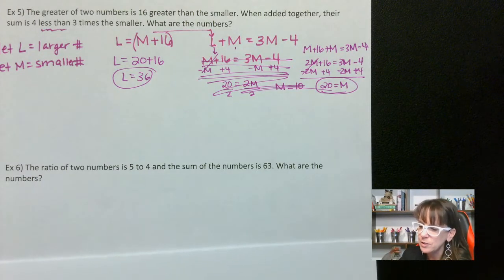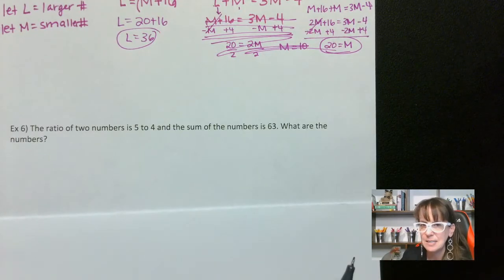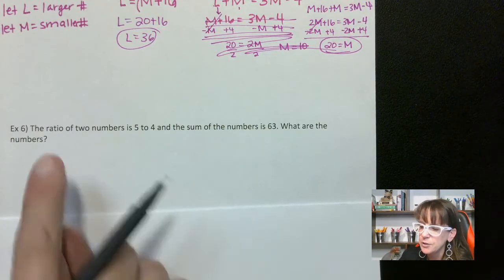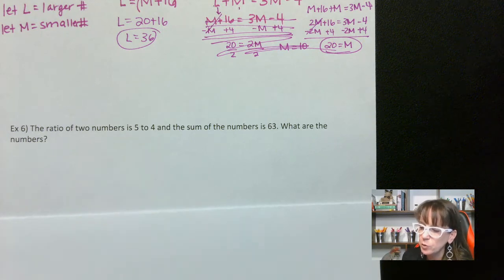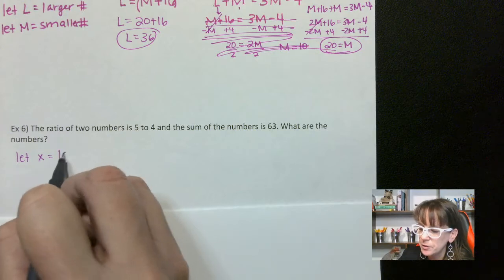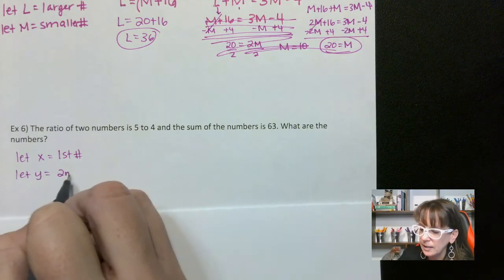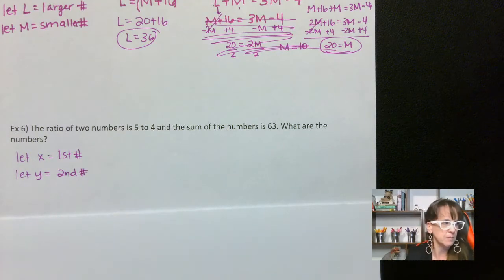All right, the ratio of two numbers is 5 to 4, and the sum of the numbers is 63. What are the numbers? So we're looking for two numbers. Let x equal the first number. Let y equal the second number.